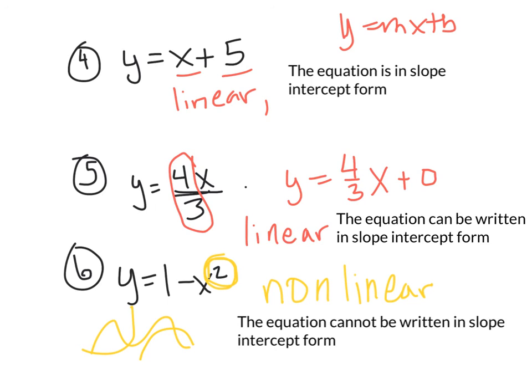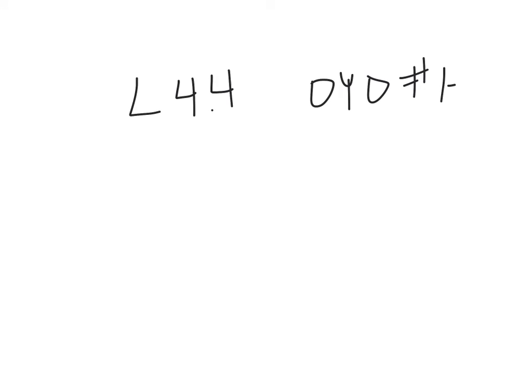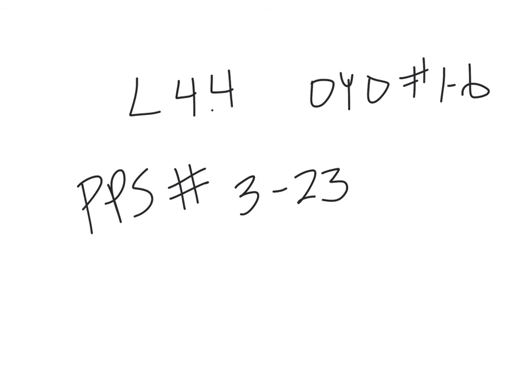All right, that's it. That's all on your own. Okay, should be able to do this lesson very easily. This is lesson 4.4. You have already completed now the OYOs numbers 1 through 6. You need to do the practice and problem solving exercises numbers 3 through 23. Then please take a picture of each page that you do this on and upload it here in Google Classroom.